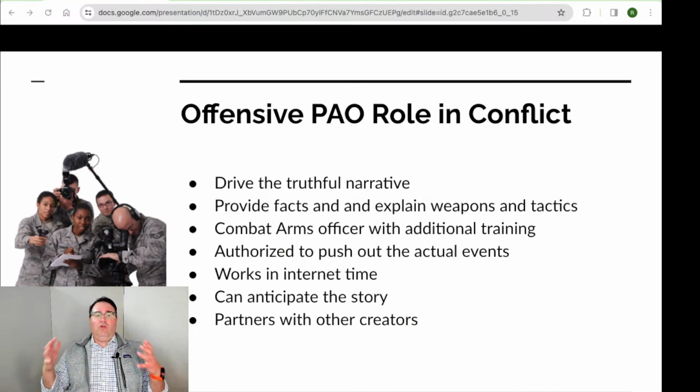So here's the role of the offensive PAO in conflict. Number one is to drive the truthful narrative.